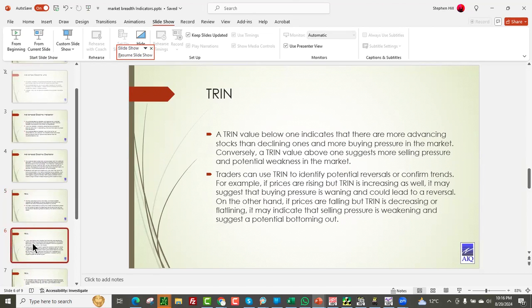So it's a ratio, and this is one of those flipped over indicators. A TRIN value, which is, remember, the ratio between those two derived figures, below 1 indicates there are more advancing stocks than declining and more buying pressure. Conversely, a TRIN value above 1 suggests more selling pressure. So it's kind of flipped, almost like an overbought, oversold. When it's above 1, things could be about to head to the downside. When it's below 1, it's the reverse. So you can use it for potential reversals or confirmed trends.